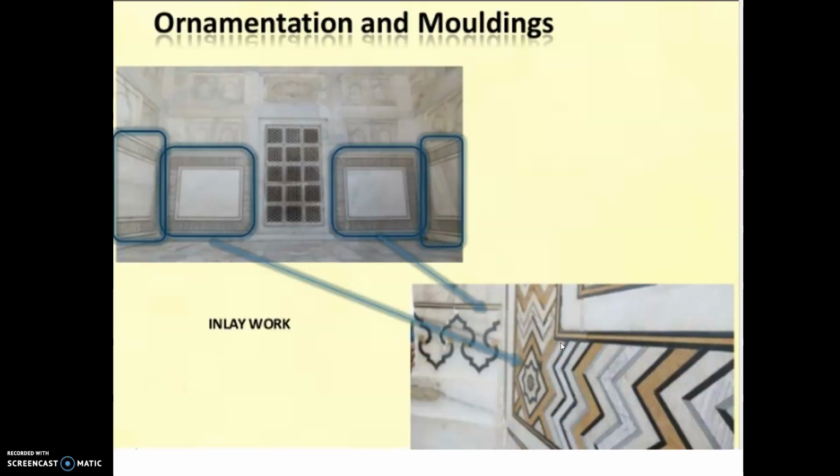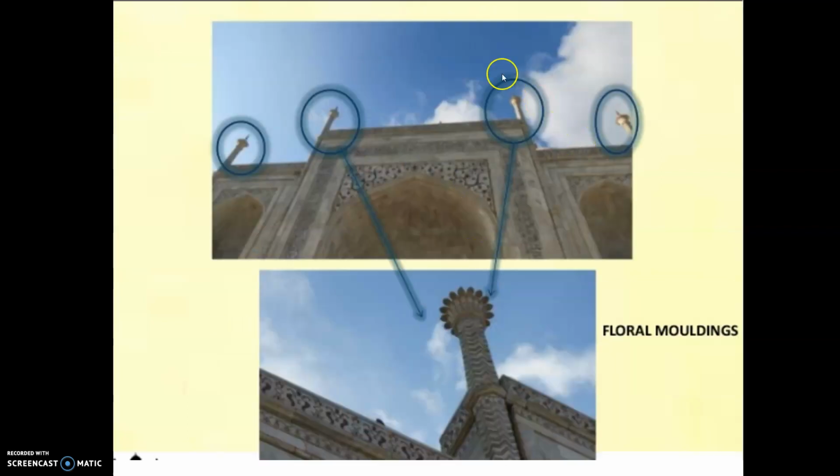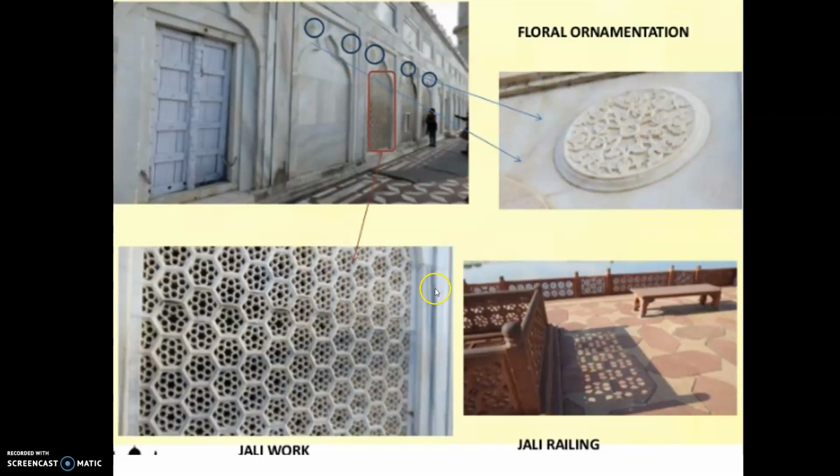And these are the ornamentation and molding. You could see the Pietra Dura and the marble inlay works on the walls. And these are the floral designs which are introduced on the guldasta and also in the finial. So these are the floral ornamentation found on the spandrel of the arches. This is the jali inlay work which is made up of a single marble, and the jali work which is made in the red sandstone forms the railing all around the chhatri.